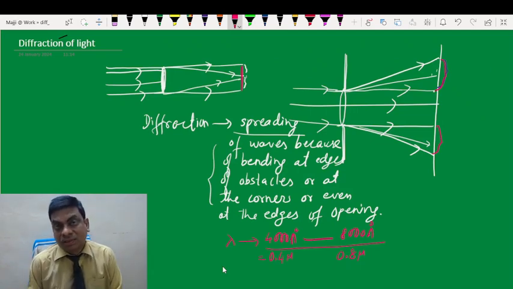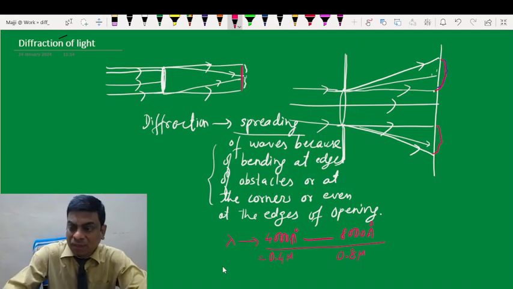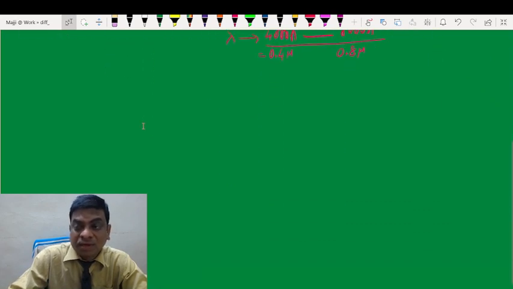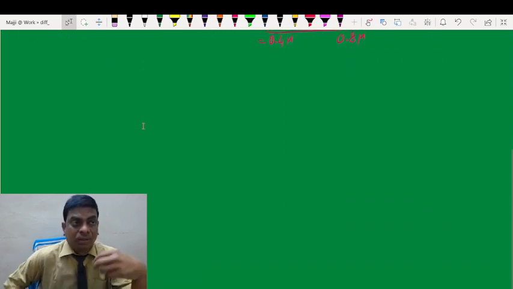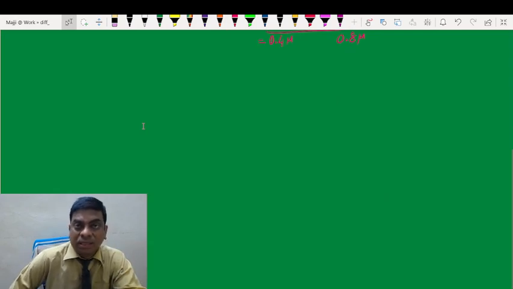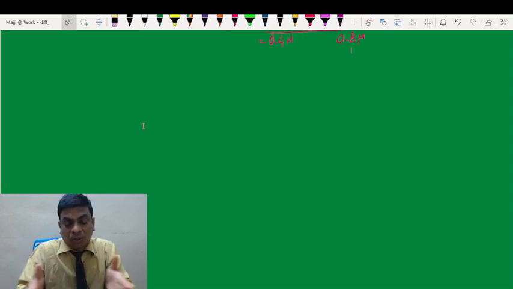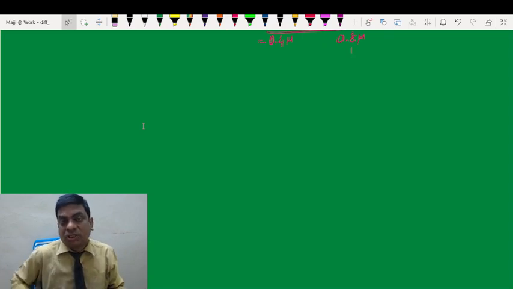Whereas what is the case with sound? We are quite accustomed to observing diffraction in sound. For example, suppose your parents are talking in another room of your house. You are sitting in another room. You can clearly hear them. So what is happening actually? The sound waves must be coming out of the room and through the doors or windows, whatever be the openings, they must be reaching you.